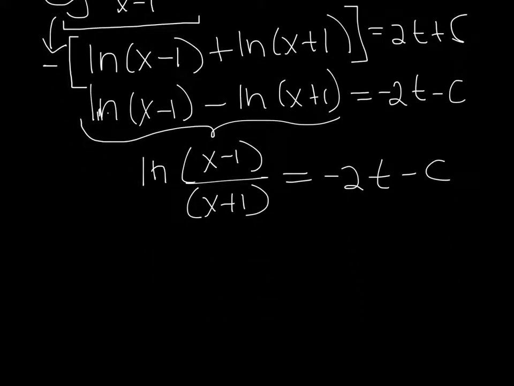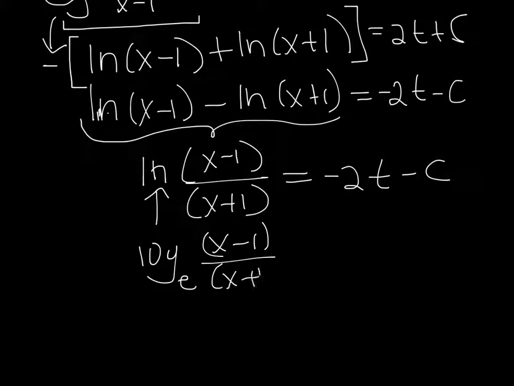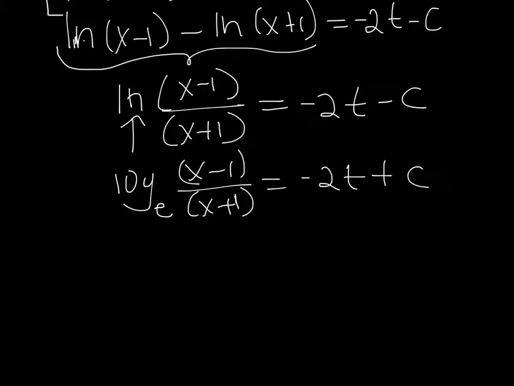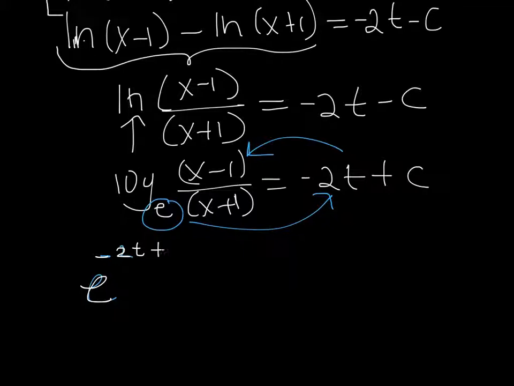And let's see. Well, we know this is really log base e, right, from algebra, of that quantity equals negative 2t plus c. And from the definition of logarithms, we know that the base raised to that side gives us that. So again, by algebra, e to the negative 2t plus c is equal to this rational expression.